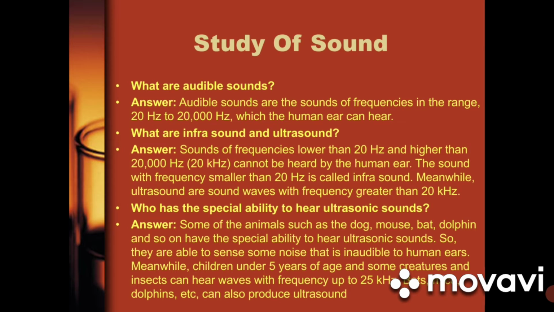Who has the special ability to hear ultrasonic sounds? Some of the animals, such as the dog, mouse, bat, dolphin, and so on, have the special ability to hear ultrasonic sounds. So, they are able to sense some noise that is inaudible to human ears. Meanwhile, children under 5 years of age and some creatures and insects can hear waves with frequency up to 25 kHz. Bats, mice, dolphins, etc.